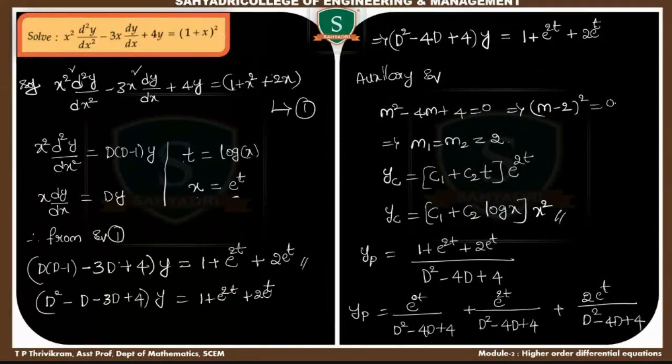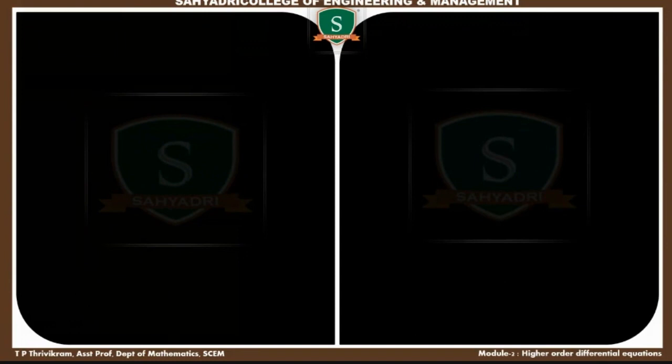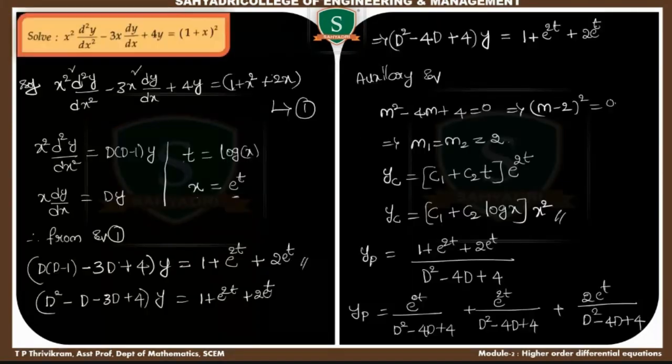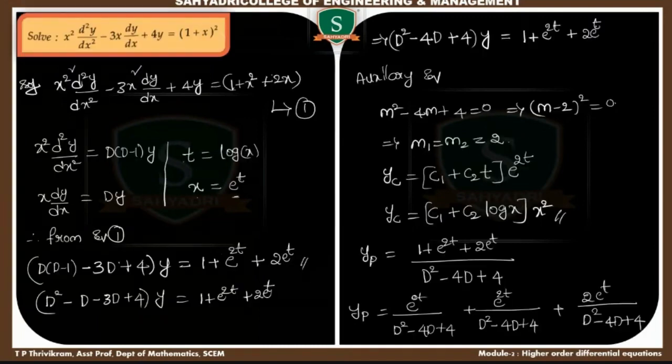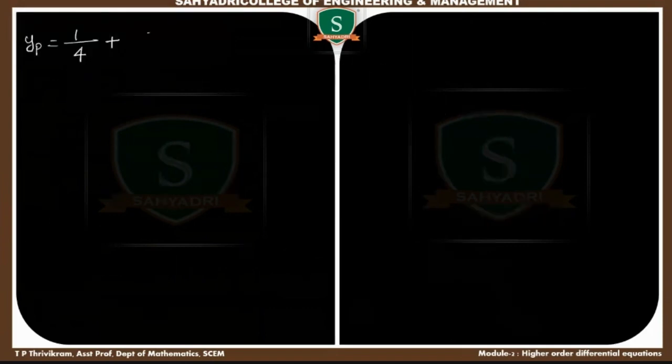Now apply type 1 method for each term. yp is equal to, what will be the solution? 1 divided by, substitute 0 in the place of D, so you'll get 1 by 4, plus e power 2t divided by, if you substitute 2 in the denominator, since 2 is a root for the denominator, it will become 0. So what happens when denominator gets 0 in type 1?